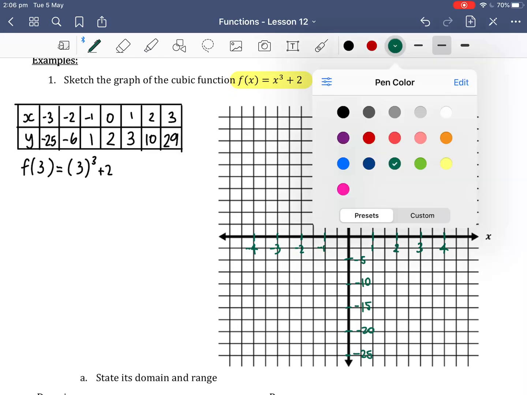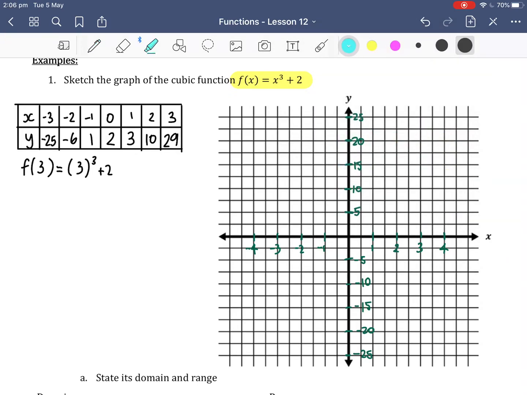So now let's plot our points. The first point that we want to plot is (-3, -25), so that will be the point here. Then we have (-2, -6), so it will be here. We have (-1, 1), so that's just above the x-axis. Then we have (0, 2). Then we have (1, 3). Then we have (2, 10), and then we have (3, 29), which is going to be slightly off our page.